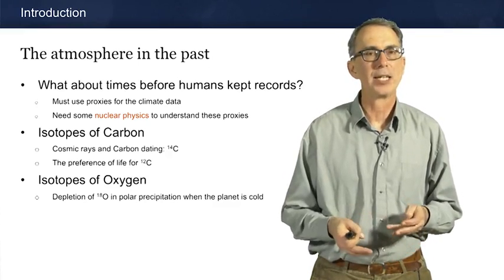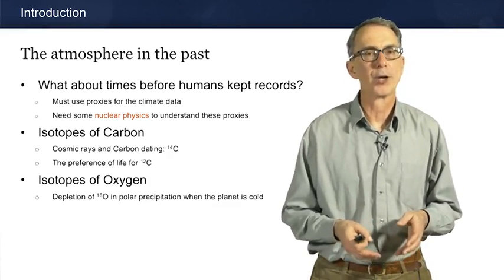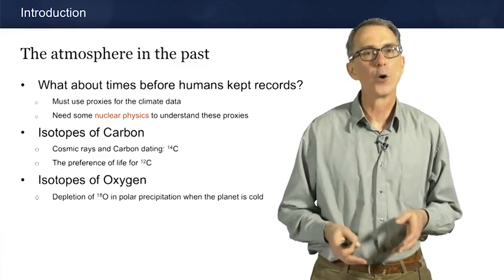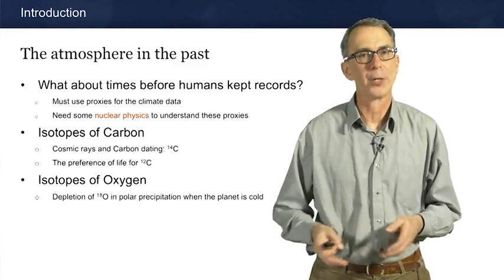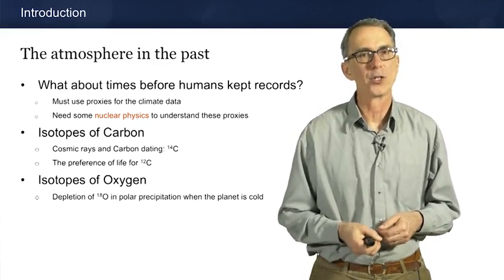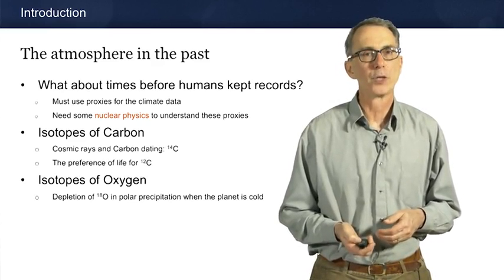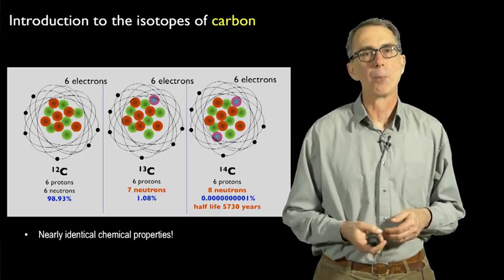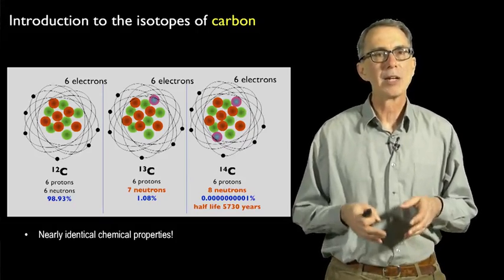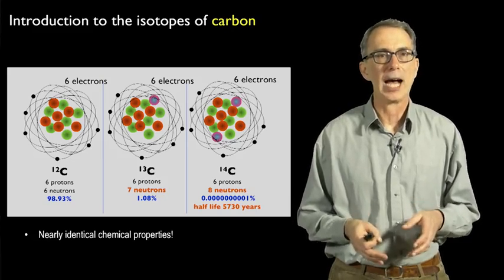Atoms which have different numbers of neutrons in their nucleus, and the same way with different isotopes of oxygen, and how they can be used for inferring information about variations of carbon dioxide or variations of water in long-term climate variations over hundreds of thousands of years. So what we're going to do is start first of all by looking at these isotopic variations. We're going to look at isotopic variations of carbon, and there are in fact three different isotopic forms of carbon.